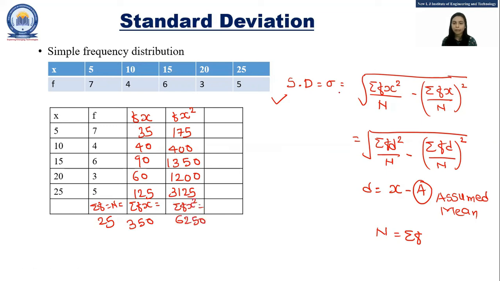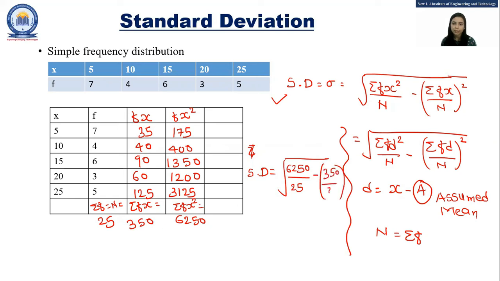Now we have to just put the value in this equation. So standard deviation is equal to the square root of sigma fx square, that is 6250 divided by 25, minus sigma fx, that is 350 divided by 25, whole square. So the answer is nothing but 7.34. Now if you are using the same formula, then you will get the same answer, that is 7.34.